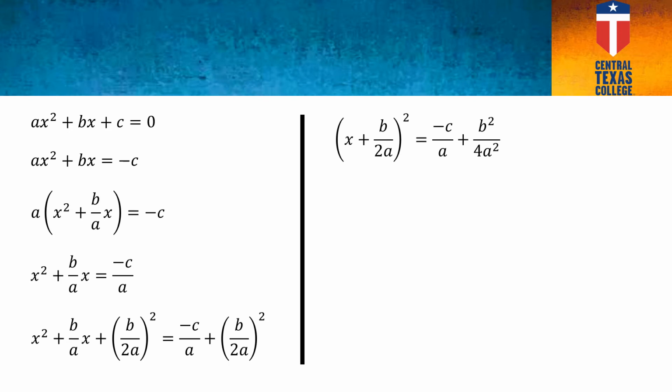The left-hand side of the equation factors cleanly and automatically into x plus b over 2a, all squared. Meanwhile, I've gone ahead and squared the specific quantity on the right-hand side to get b squared over 4a squared.